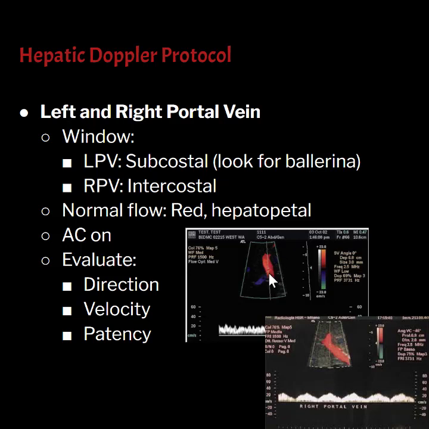Now to look at the right portal vein, we're going to go back to our intercostal window. Recall as the portal vein enters into the liver, it almost immediately splits into the right and left portal veins. So the majority of the portal vein that you can see within the liver is the right portal vein. You will find the best spot that is traveling towards the transducer. Again, this is typically red with above the baseline flow representing hepatopedal flow. You will also keep your angle correct on for this image as you will be evaluating direction, velocity, and patency.